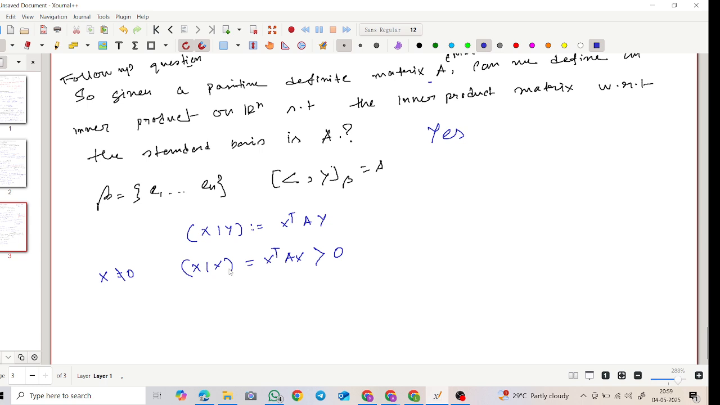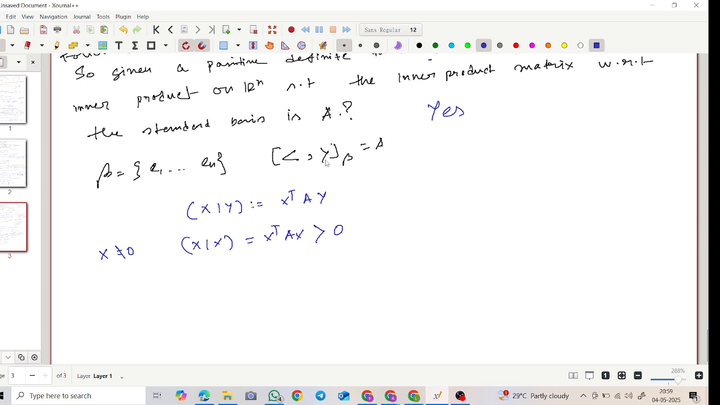Okay. Now let's see what will be the basis. I mean, because then you will have to show that the inner product matrix with respect to the elementary basis, the standard basis, will be A. So what was this? If you remember, what was the ijth entry of A? It was Ei inner product Ej, right?